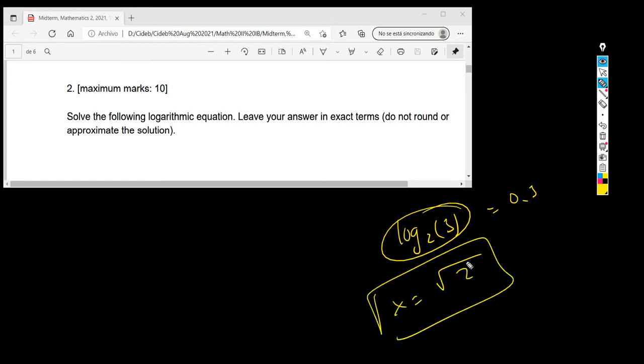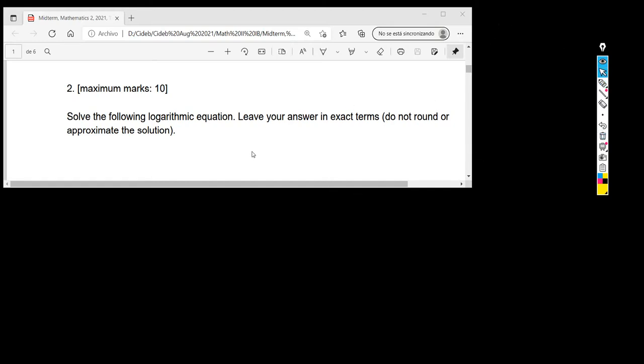Or when I tell you, if you got the solution for a certain equation, x equals the square root of 2, if I tell you leave it in exact terms, this is what I mean. Don't try to approximate this to 1.4 and so on. Just keep it like this. There is nothing wrong, and this is in fact what we understand by the exact solution.